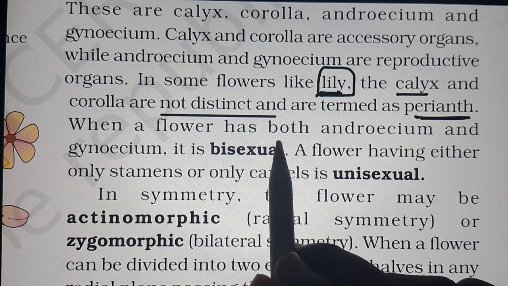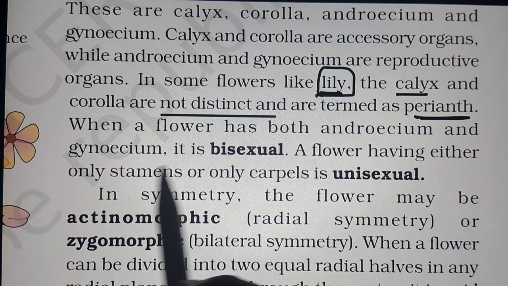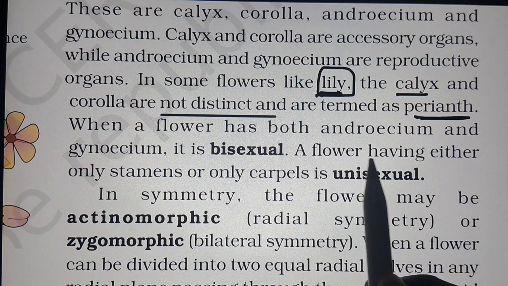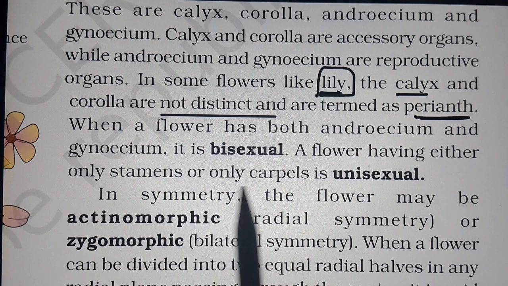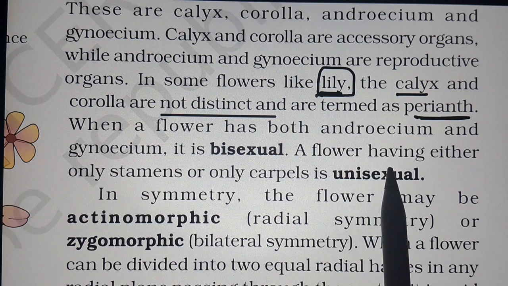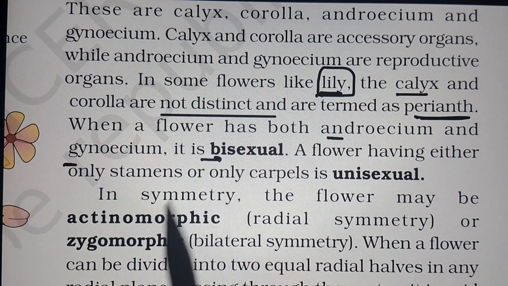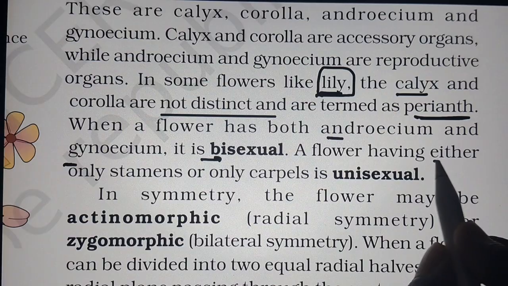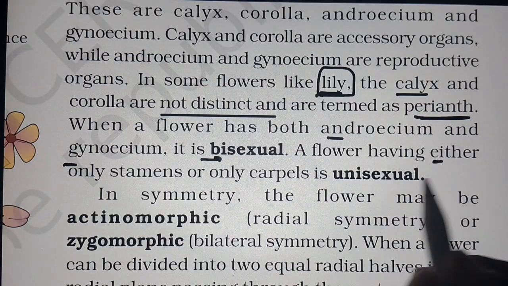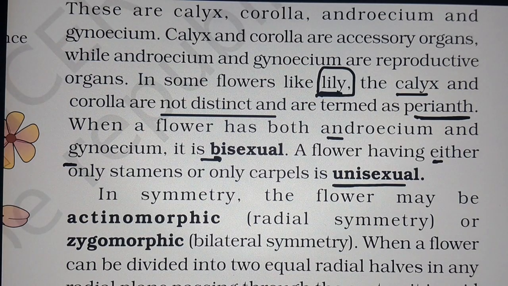When a flower has both androecium and gynoecium, it is bisexual. A flower having either only stamens or carpels is unisexual. Both androecium and gynoecium, it is known as bisexual, but only either one of it, either stamens or carpel, then we know it as unisexual flower.